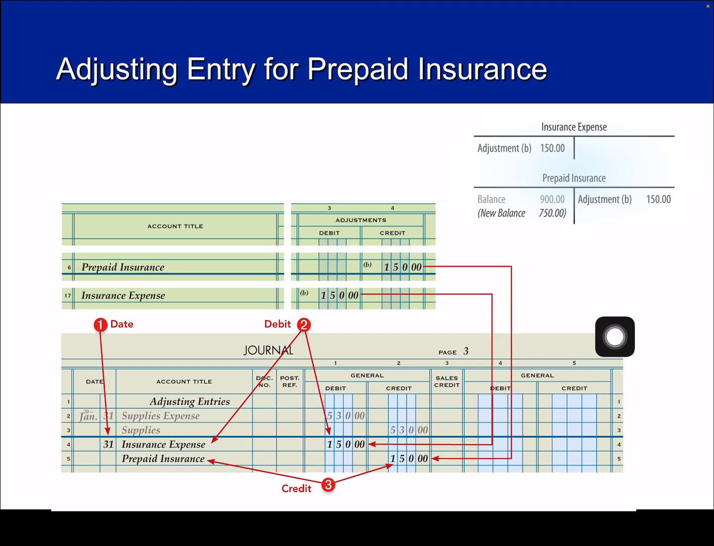Adjusting entry for prepaid insurance, basically the same thing. We will write the date, the 31st. Our debit entry here goes to insurance expense, debit, prepaid insurance will be credited.